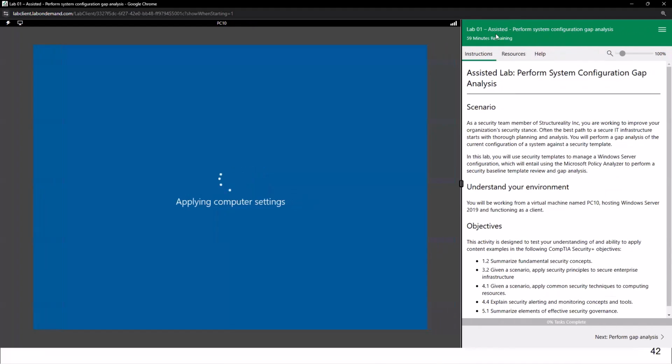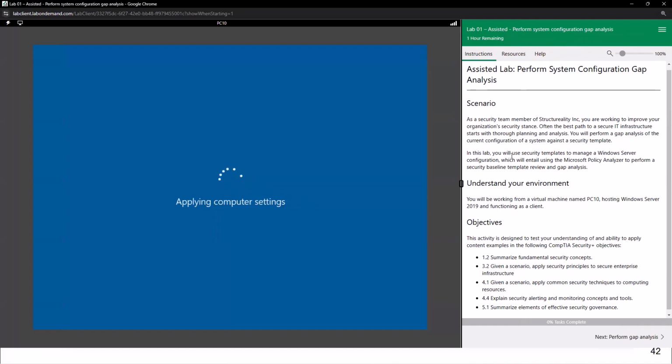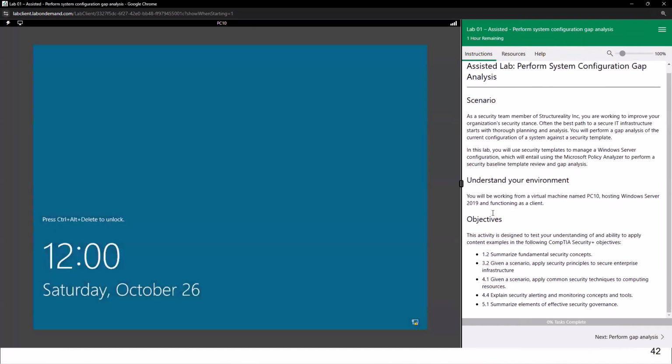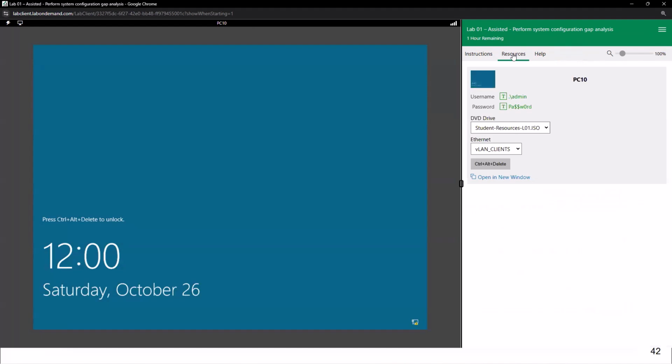On the left-hand side, you see the instructions. This is all the instructions for the lab. It's going to be the scenario, the objective, and things. On the right-hand side, you'll see the resources section. In the resources section, that's where you have your VMs, your virtual machines. That's where you see the username and the passwords as well.